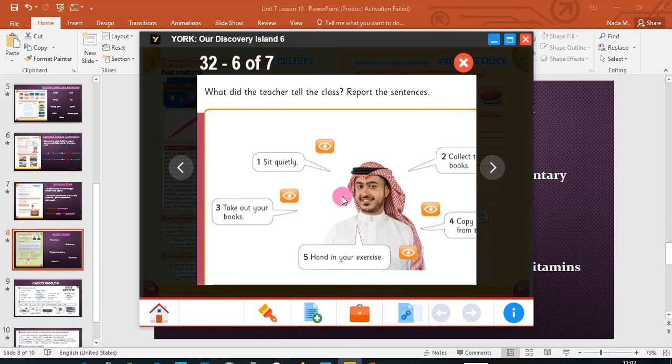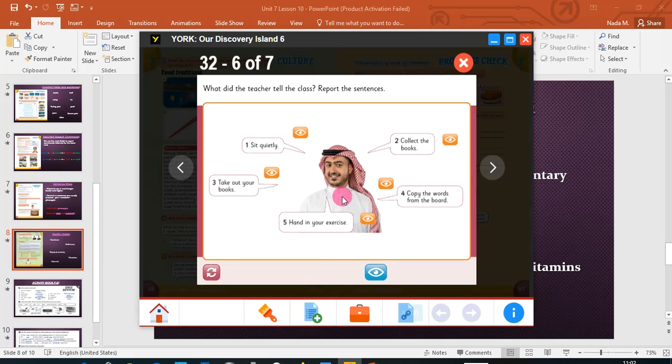Okay, so activity 23. What did the teacher tell the class? Report the sentences. Sit quietly. Now this is the reported commands lesson. So sit quietly. I would say the teacher told them to sit quietly. Okay, so number 2, collect the books. The teacher told them to collect the books.